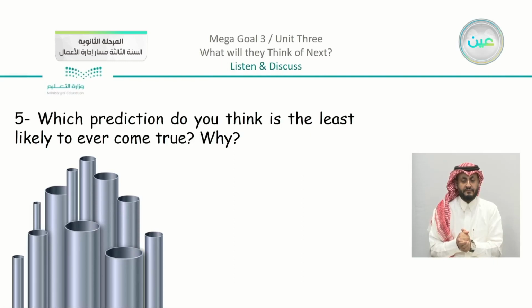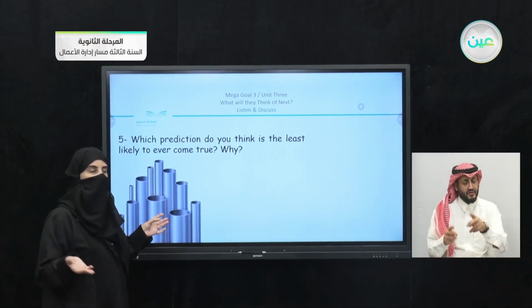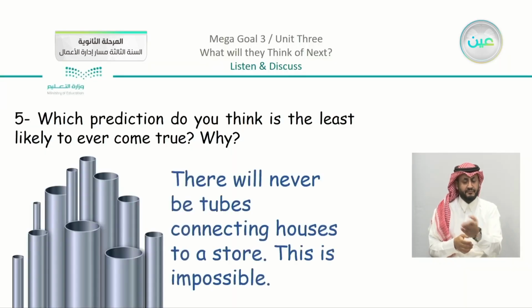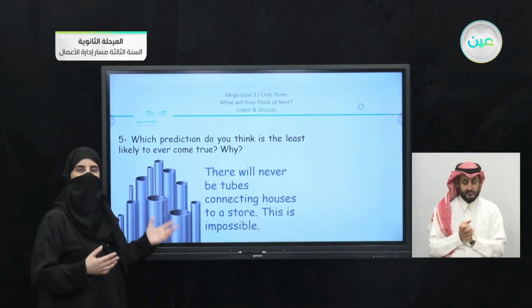The last question, number 5. Which prediction do you think is the least likely to ever come true and why? Now, I gave you a hint. It also depends on your point of view. Just as an example, we can say that there will never be tubes connecting houses to a store. This is something impossible. So if you have come out with something else, it's okay. We have open answers. You can just put another example.